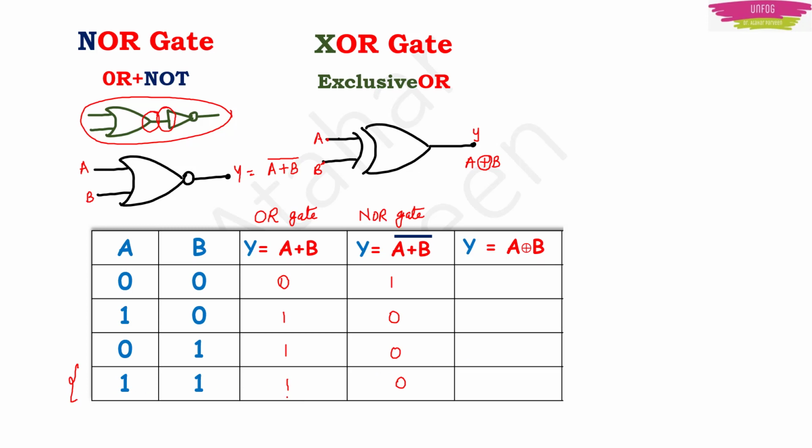Actually for 1 and 1 input, your output is 1 for OR gate. Okay. Now the complement of this is going to be 0. Rest all will be the same for XOR gate.